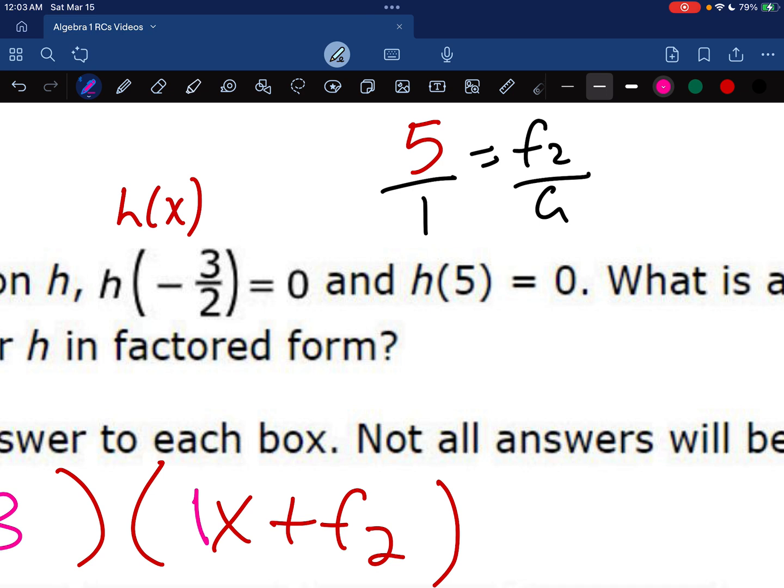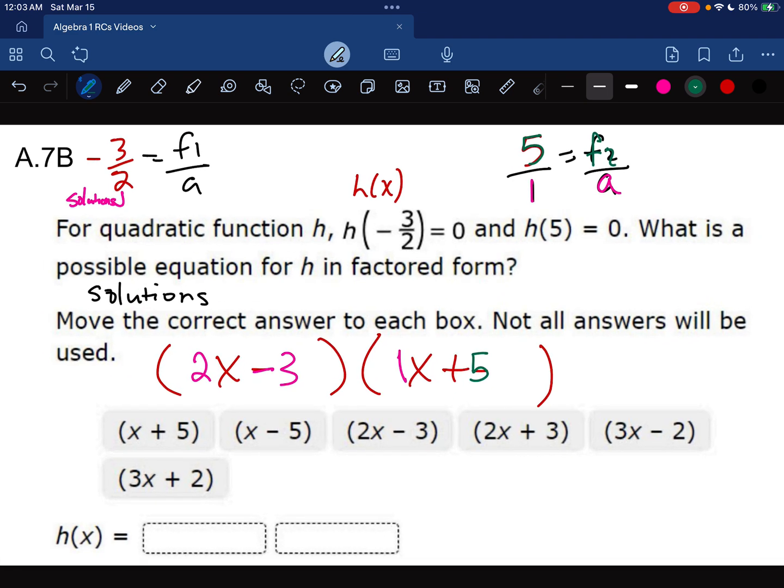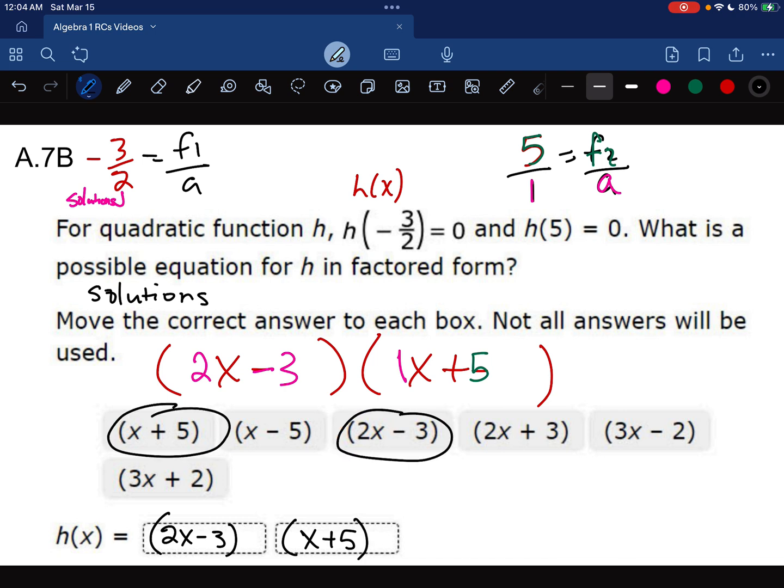1. Our a value is 1. What would be our factor 2? Factor 2 would be 5. So if we were to write this, it would be 2x minus 3, parentheses, x plus 5. x plus 5, 2x minus 3. Okay, give you a second to write down if you need be. All right.